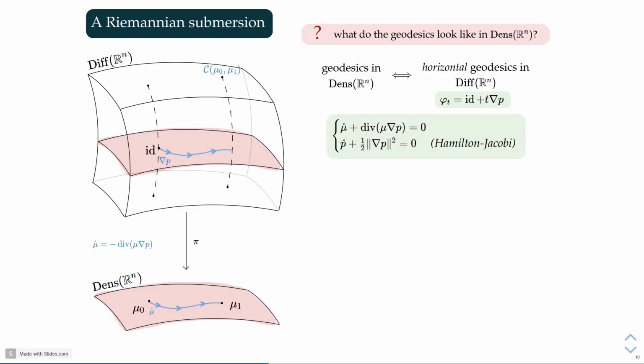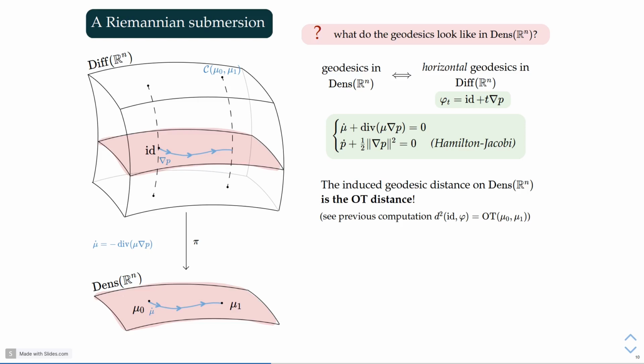And since we also have the metric on the bottom space, we can just write the Hamiltonian or Lagrangian and do the computation. We can also have this for the geodesics. So the first equation is the continuity equation, and the second one is the Hamilton-Jacobi equation. So these are the geodesics on the densities.